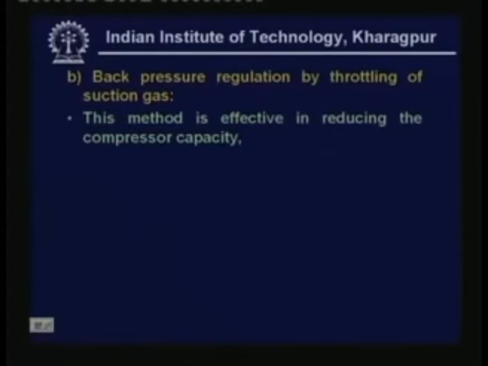This method is effective in reducing the compressor capacity. Okay, what do we do? As the name implies, how do we reduce the capacity of the compressor using this method? In this method, we introduce a valve between the evaporator outlet and the compressor inlet. In fact, I have explained this in the last class when we were discussing compressor capacity during the peak pull down.